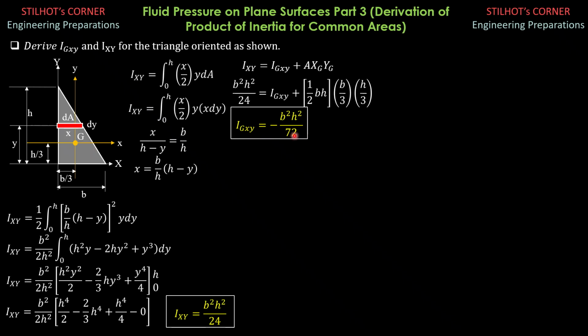So that's the main reason. Take note of these formulas. Ixy is b square h square over 24, then IGxy is negative b square h square over 72. When this triangle is oriented in that manner, you look at the orientation. If the triangle is oriented and placed in the third quadrant, the result is still the same as long as the base coincides with the positive x-axis and the height is coincident with the positive y-axis.